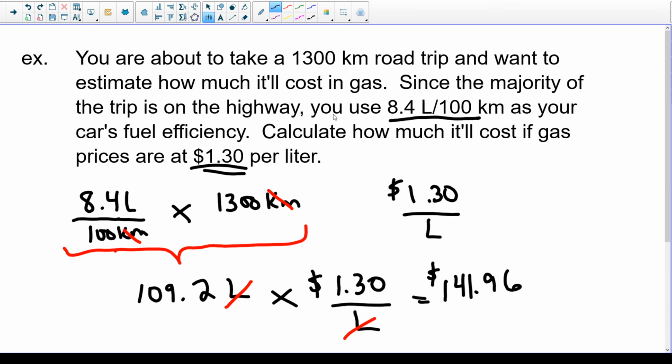So just to recap, if you're given a fuel efficiency and you know what gas prices are, you just multiply your distance times your fuel efficiency times the price, and you could actually do that all in one step if you wanted to. And that'll give you how much money it costs for gas for that trip. So that should help you with that question in your project.